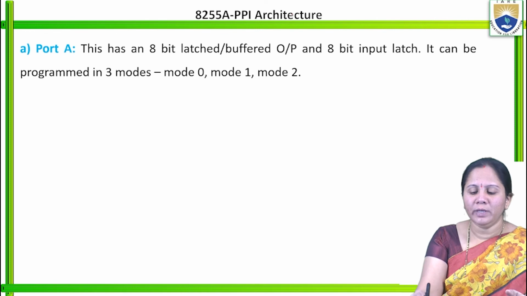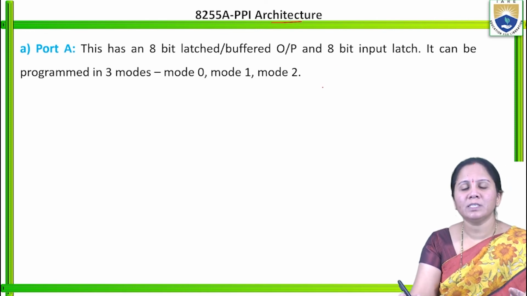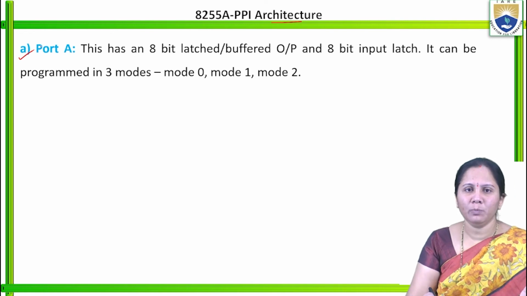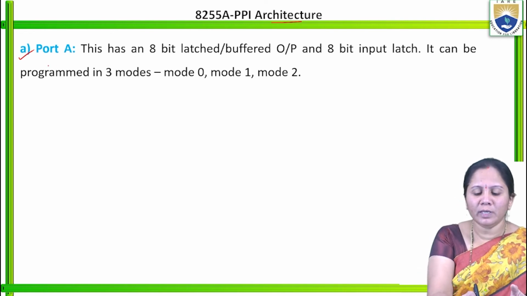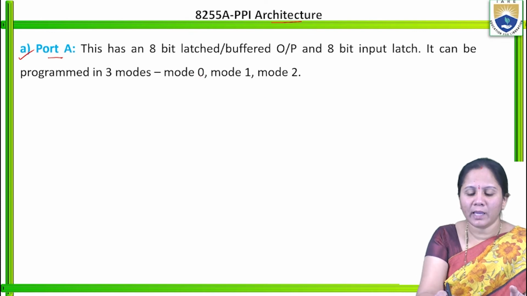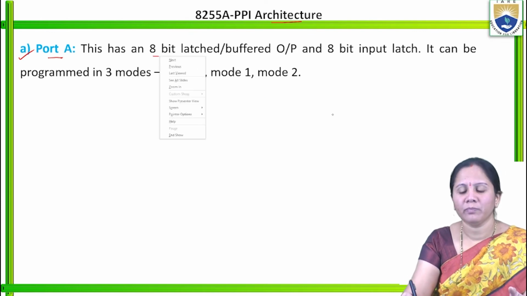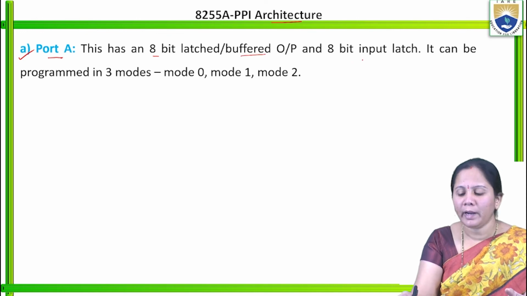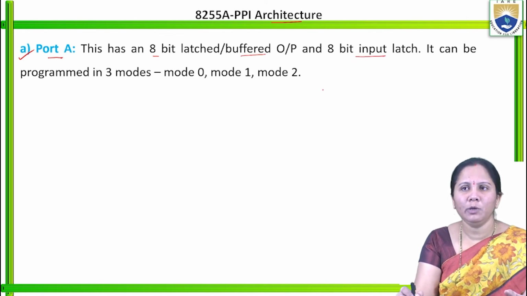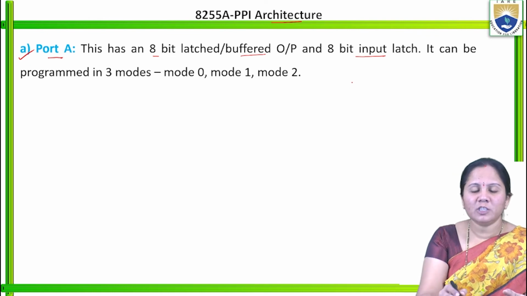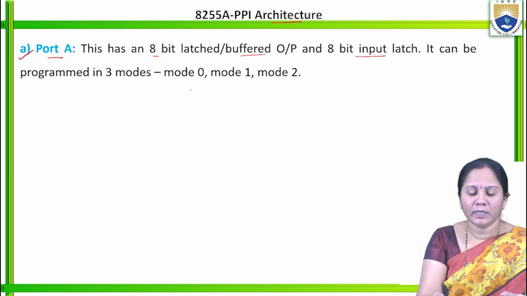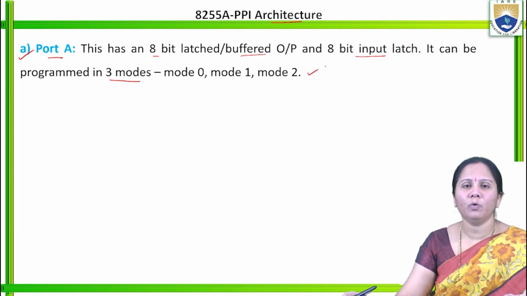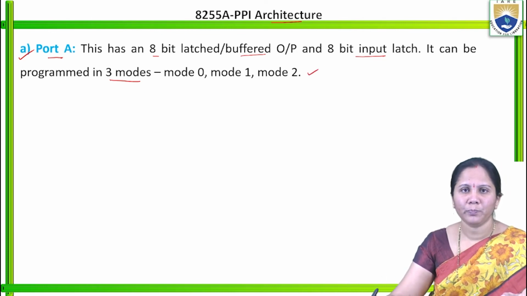Now here this 8255 is having 3 ports: port A, port B and port C. Coming to port A, it is an 8-bit port. Here 8-bit latched buffered output and 8-bit latched input port. And this port A can be operated in 3 modes: mode 0, mode 1 and mode 2.